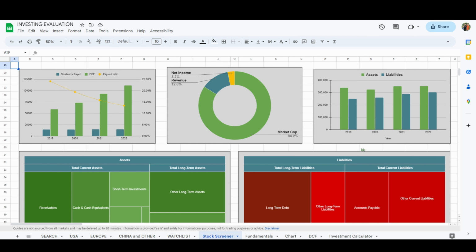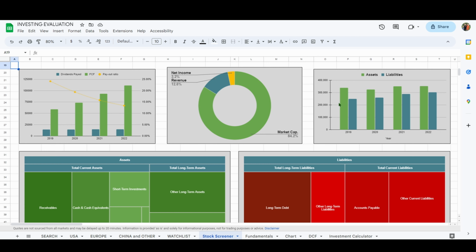So now let's see the assets to liabilities chart. This one shows you how many assets they have compared to liabilities. This is also an important chart in my opinion, because it shows you the ratio of assets to liabilities. And that's very important because you want to search for companies that ideally have a lot more assets than liabilities.